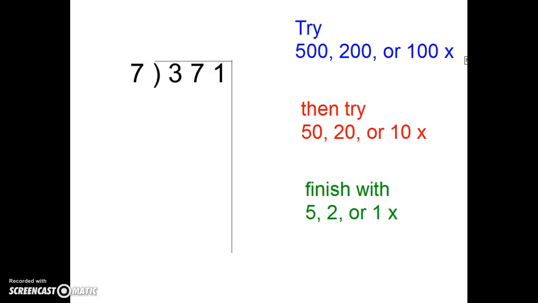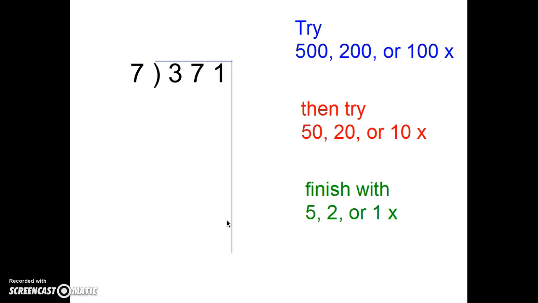This video should help you find partial quotients when you're dividing. So my problem I'm doing is 371 divided by 7. And right away you probably notice that I have this extra blue line coming down. That's also a hint that someone is doing partial quotients.